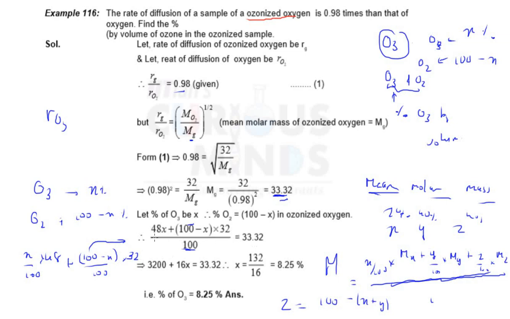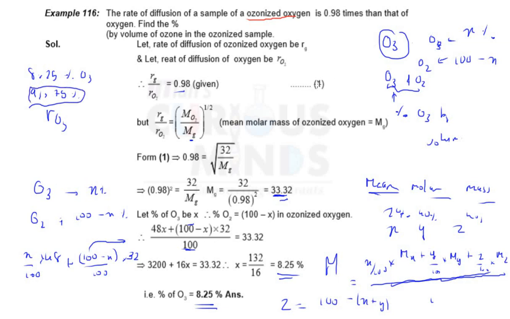So you can see this is one equation with one variable. Solving it, I get the value of x as 8.25, and x is the percentage of ozone. So we found the percentage of ozone, which comes out to be 8.25%. So the impure sample consists of 8.25% ozone, and the remaining is oxygen, which is 91.75%. If the question asks for the percentage purity of oxygen, then it is 91.75.